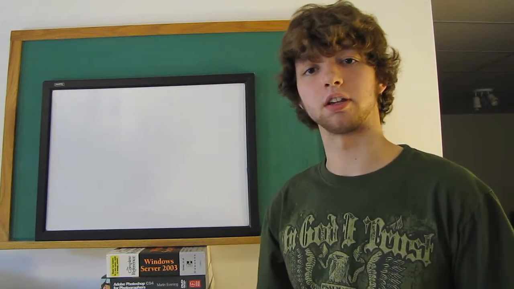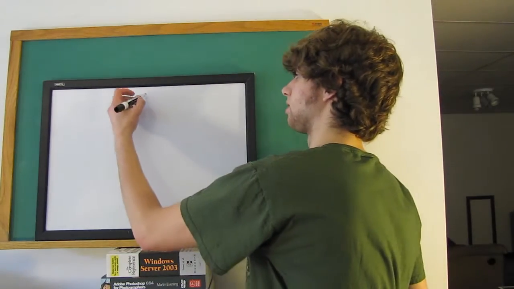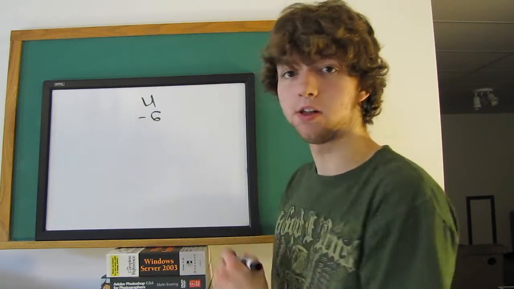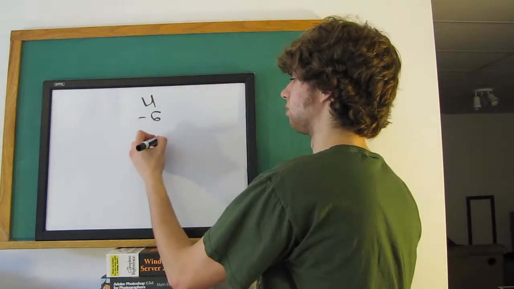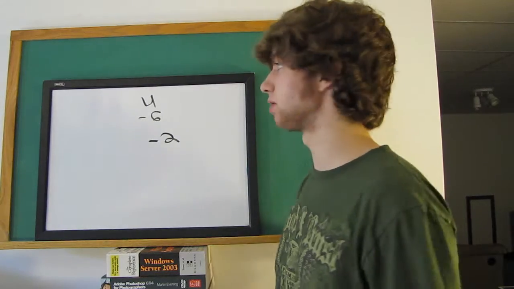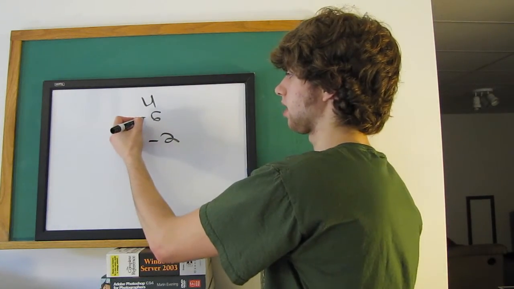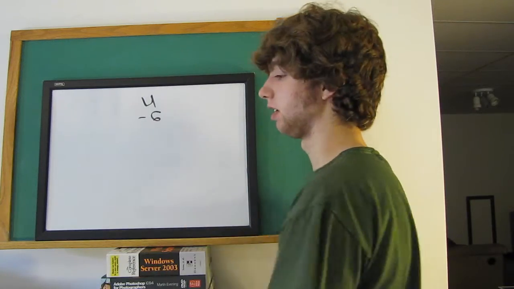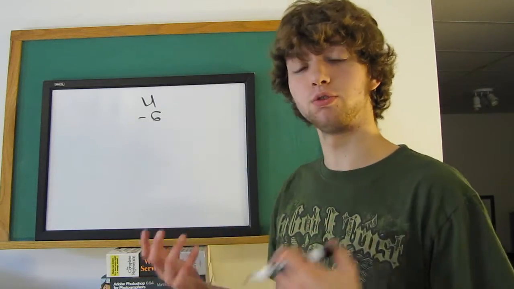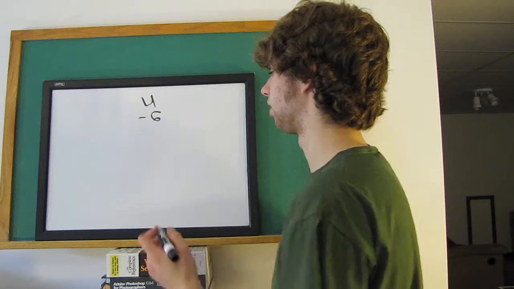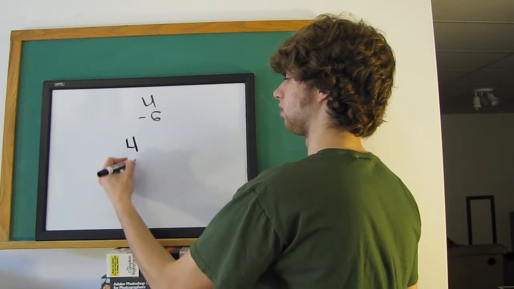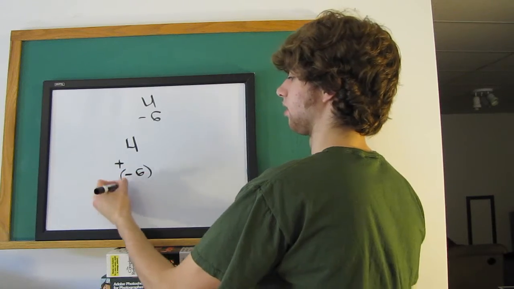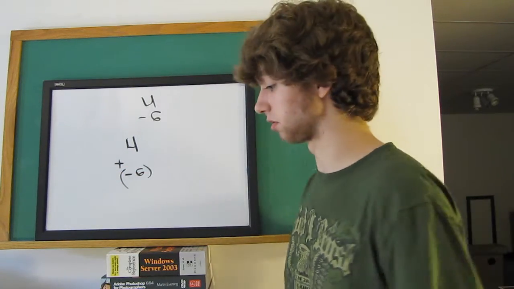Let's try something such as 4 minus 6. Well, the actual result is going to be -2. This is because we subtract 6 from 4. For us to do this in 2's complement, we're going to make this 4 plus negative 6. Pretty much the same thing. I talked about this earlier.